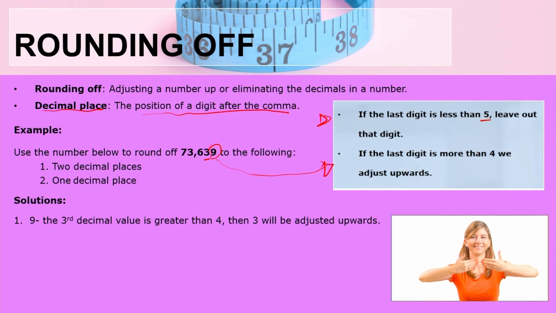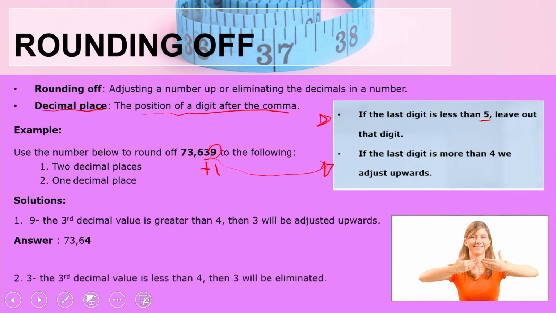What do we mean by adjusting upwards? When we adjust upwards, it means I'm going to add 1 to the second decimal value. Therefore, the answer that I'm going to have is 73.64, because now my 3 is adjusted upwards.